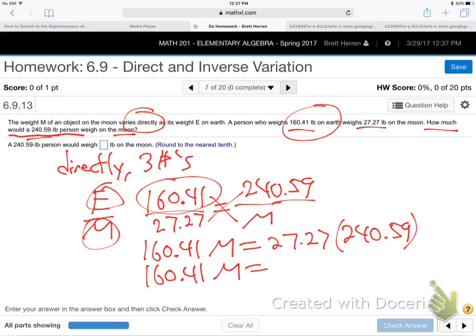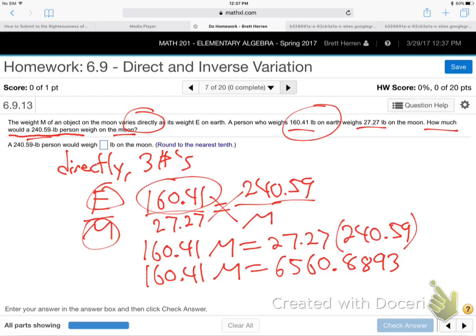So what's 27.27 times 240.59? It's like 5,000, 6,000 something. 6,560. What is it? 6,560.88? We're going over significant digits in chemistry class, so yes.